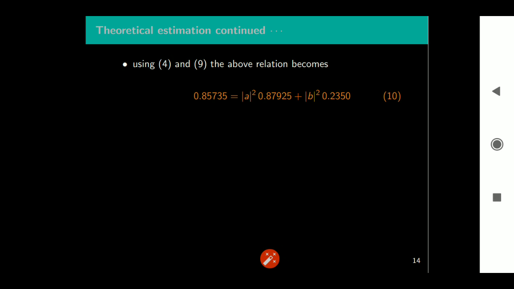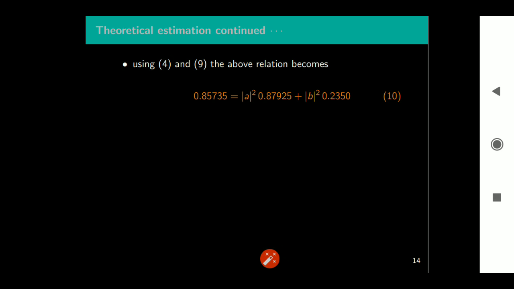So equation 10, what we have, this is a problem. We have only one equation and there are two unknowns, a and b. Modulus a square has definite meaning, modulus b square has definite meaning. Modulus a square gives the probability of finding the deuteron in S state, modulus b square gives the probability of finding the particle in the D state. Now, how can we solve this equation with two unknowns? It is impossible to get a unique solution for such an equation. So we need one more equation.